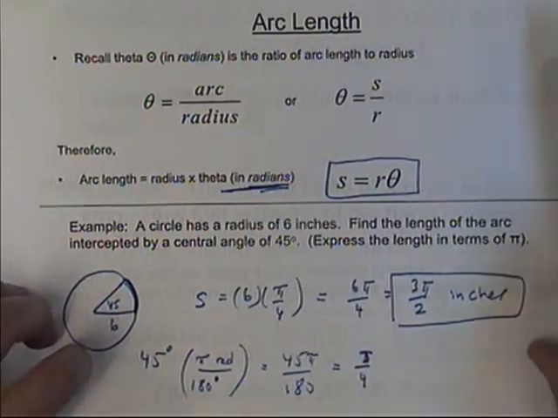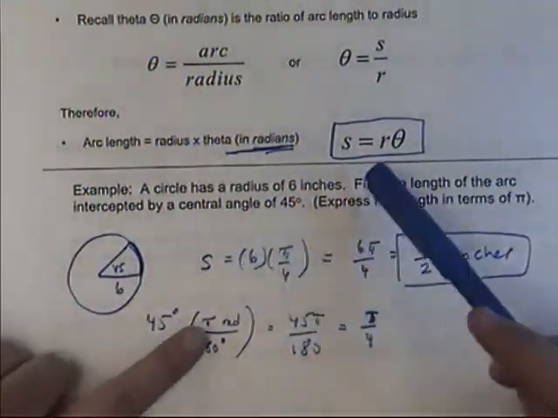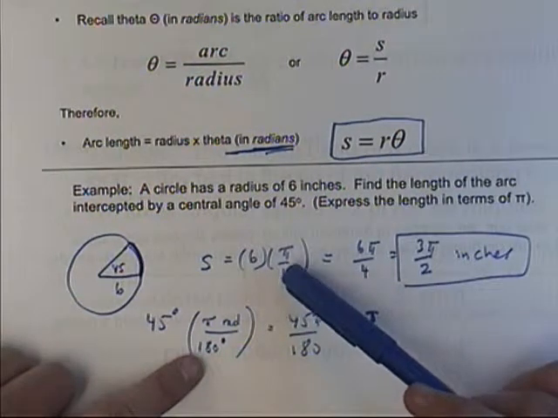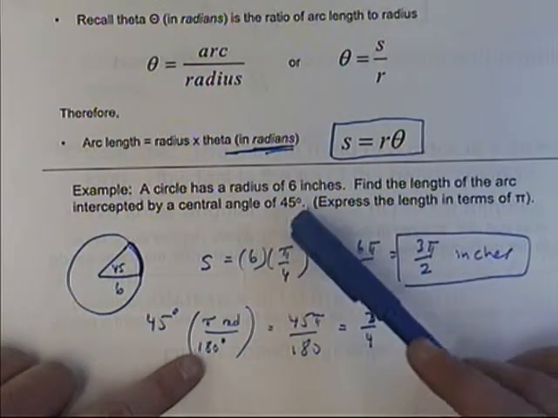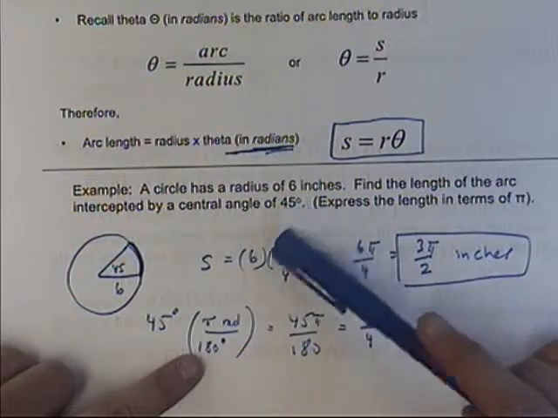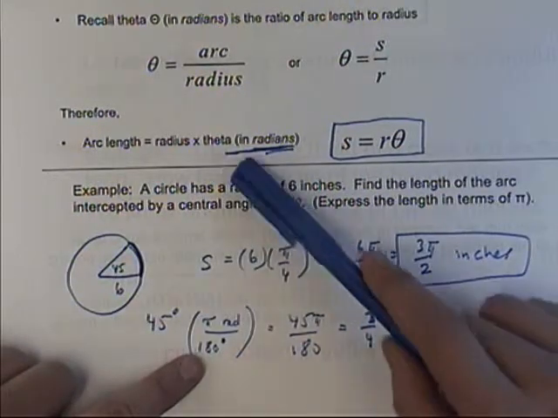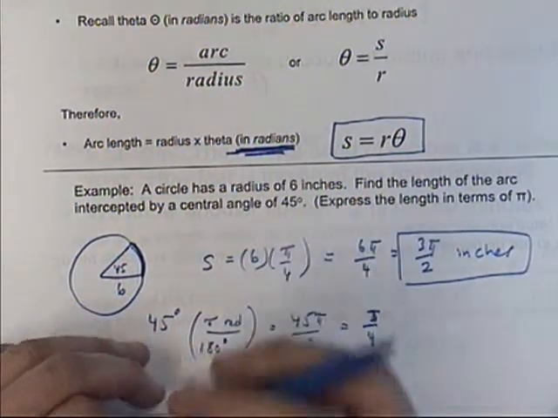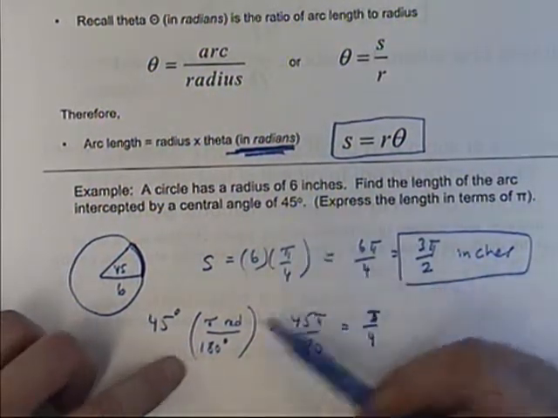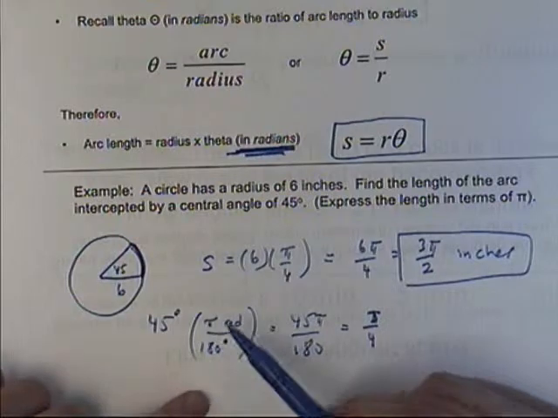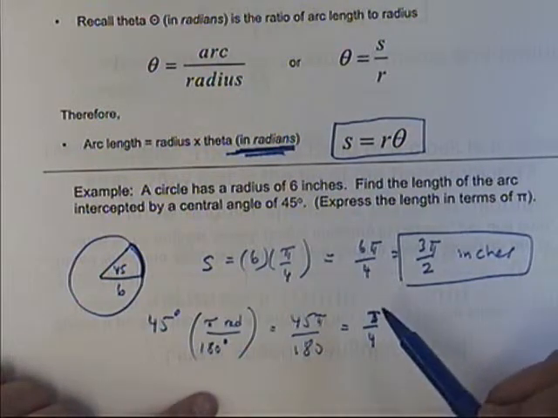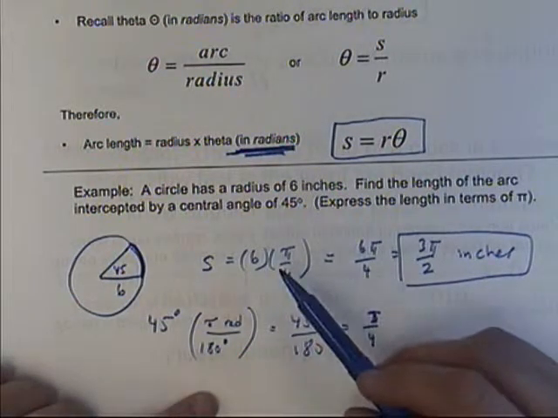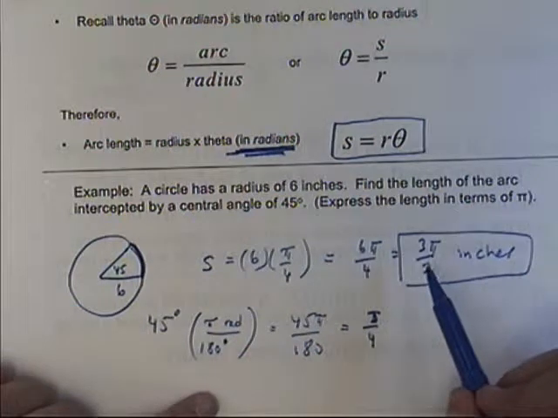Now here in this example, I'm just substituting 6 for the radius. However, for the angle, they gave it to us in degrees. That's a problem. We can't use it in degrees. See the formula? It says it specifically has to be in radians. So I changed 45 degrees using my unit conversion fraction here down into pi over 4. And then I use pi over 4 to find my answer.